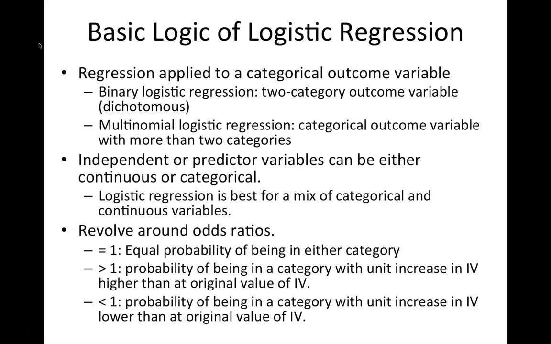Greater than 1 indicates that the probability of being in a category with a unit increase in the independent variable is higher than at the original value of the independent variable. And less than 1 means that the probability of being in a category with a unit increase in the independent variable is lower than at the original value of the independent variable.